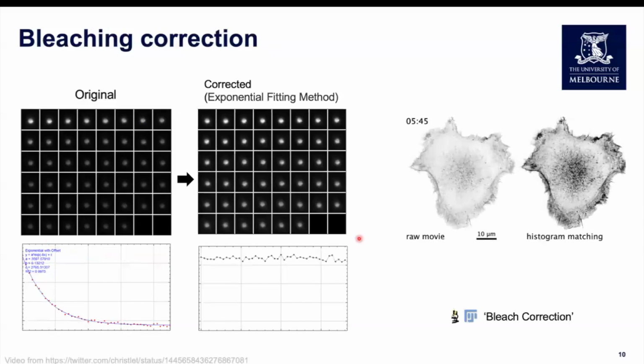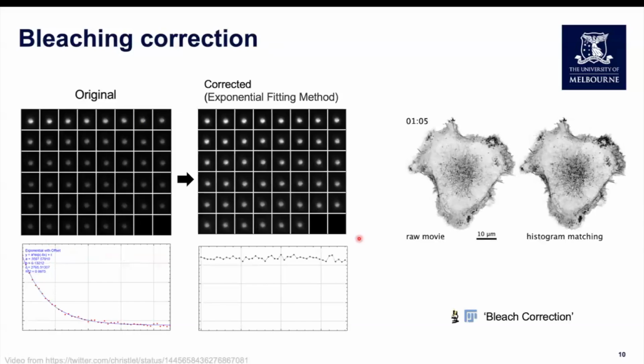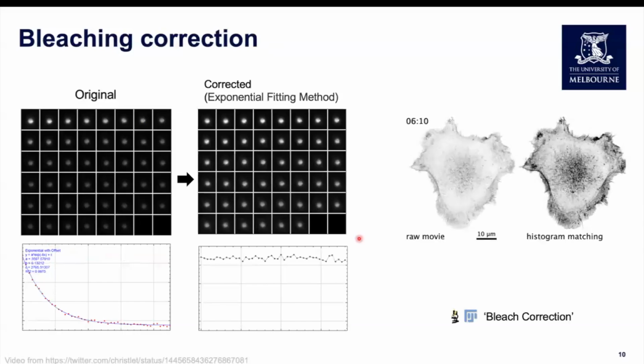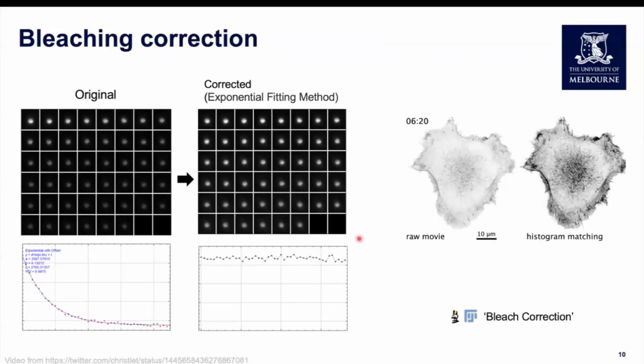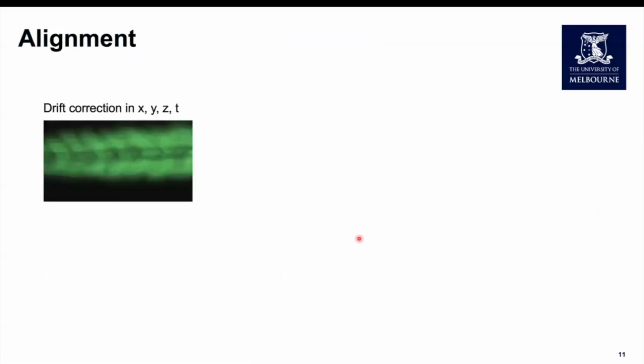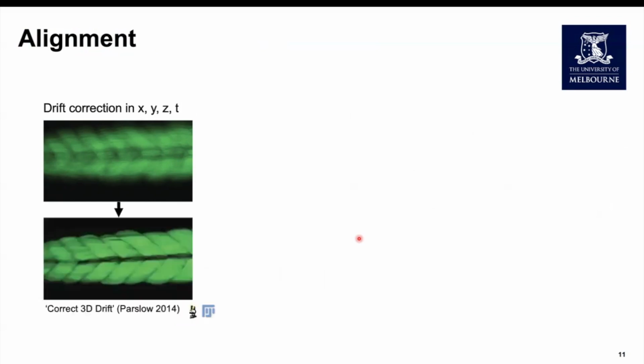This is an example of that applied to some live cell data with the bleaching on the left and the corrected image on the right-hand side. Next thing we might want to do is correct the alignment of the sample. So it may have drifted in multiple dimensions during the acquisition of the data.